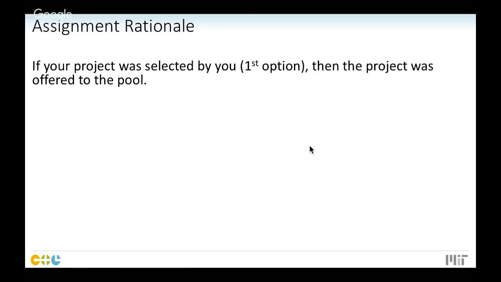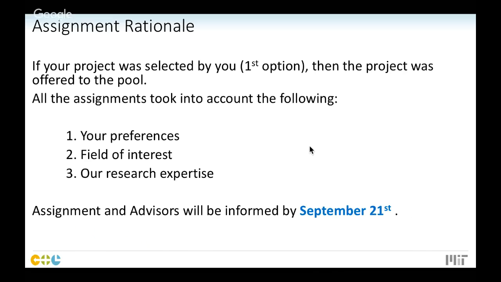Okay. So now let's just present the rationale about the assignment. And the first thing is, as you remember, some of the projects were pre-selected and they were put in the pool. And if the project was selected by you, which means it's your project as a first option, then the project was offered. Otherwise, we didn't offer it because it would have been kind of weird to manage a project that is coming probably from your company, which other students are excited about, but you are not taking part of it. It would be kind of suspicious, right? So this was like the first criterion we used for the assignment.